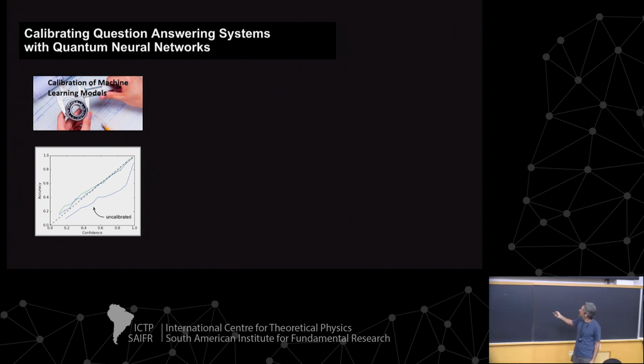The idea is that you reach the middle, because then when you say it's 40, in fact it's 40. When you say it's 80, in fact it's 80. This is the idea to calibrate a machine learning problem.